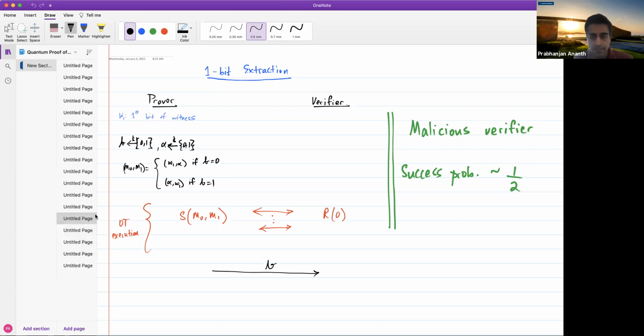Okay. So in this case, the malicious verifier can successfully recover W1 with probability negligibly close to half. And to argue this, I'm using the fact that the security of OT holds against malicious receivers.